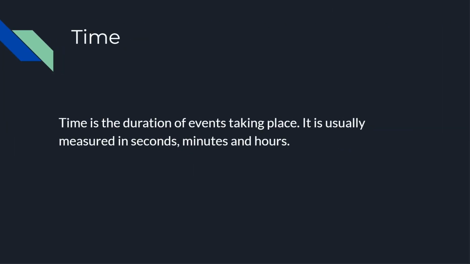The next term is time. Now, time measures the duration over which events occur. For example, if you want to measure the amount of time it takes for a cricket ball to leave a bowler's hand and reach the bat of the cricketer, that will be the duration of the event that we're measuring. In our calculations, we will use units like seconds, minutes, and hours to measure time.